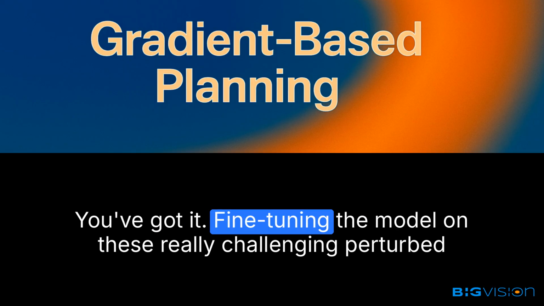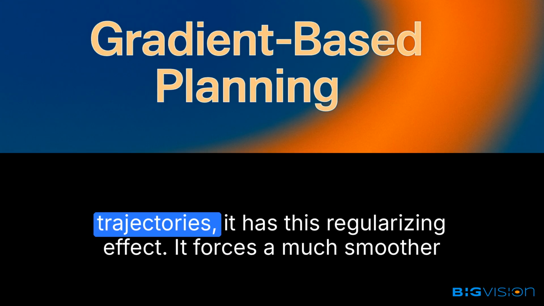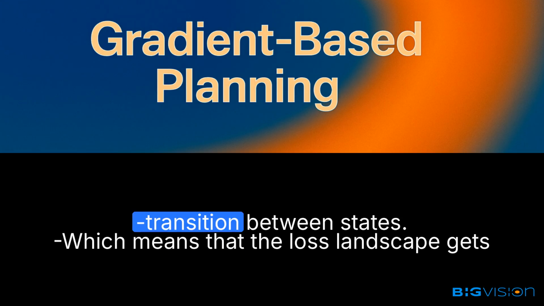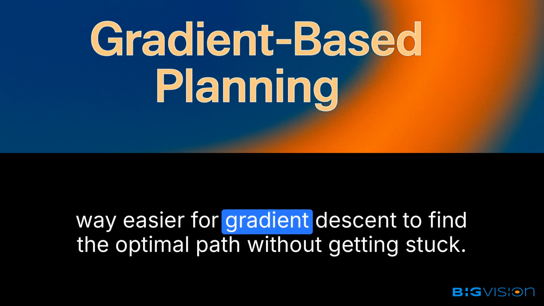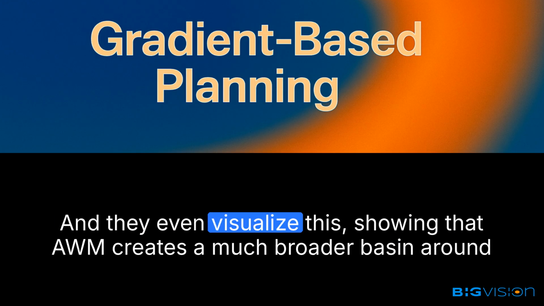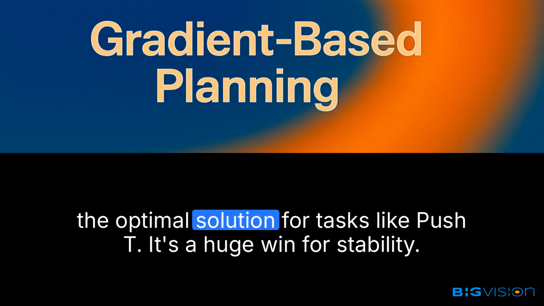You've got it. Fine-tuning the model on these really challenging, perturbed trajectories has this regularizing effect. It forces a much smoother transition between states. Which means that the loss landscape gets smoothed out. The landscape becomes gentler, making it way easier for gradient descent to find the optimal path without getting stuck. And they even visualize this, showing that AWM creates a much broader basin around the optimal solution for tasks like push-T. It's a huge win for stability.